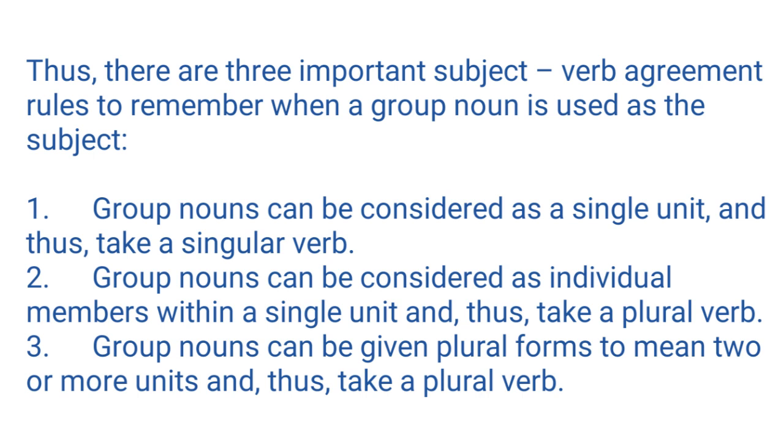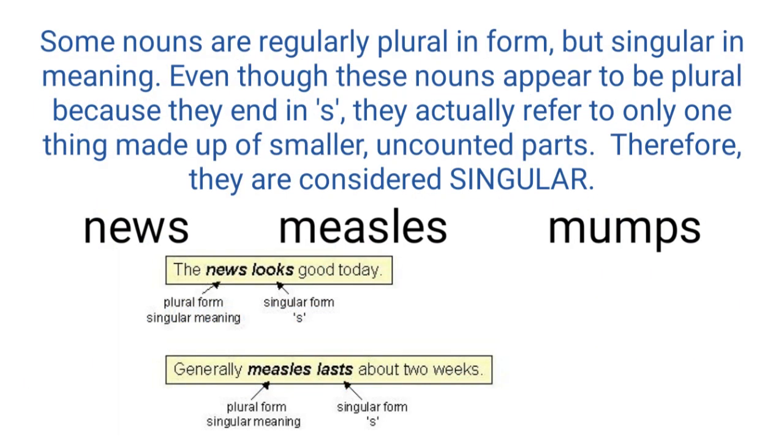Okay. The next one. Group nouns can be given plural forms to mean two or more units and thus take a plural verb, like the usage the clubs. Okay. More than one club it denotes. That's why we used are there. Okay. So go through the examples once again and you'll understand it better. I think we can move to the next. Some nouns are regularly plural in form but singular in meaning.